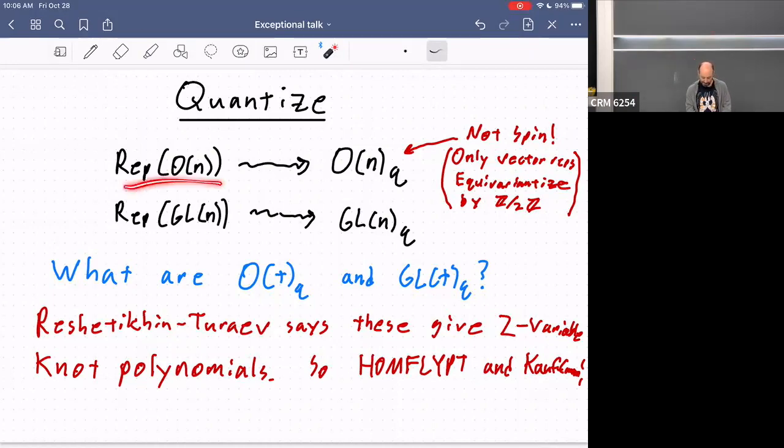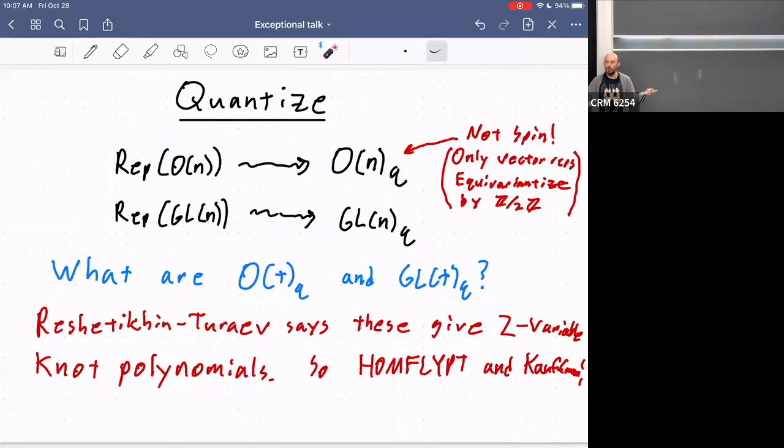Great. So we have these quantizations that we could do. And we want to know, can we do the same thing for O_t and GL_t? Well, what would that give you? There would now be two parameters. You would get some braided tensor category of two parameters. And so Reshetikhin–Turaev would give you a two-parameter knot polynomial.